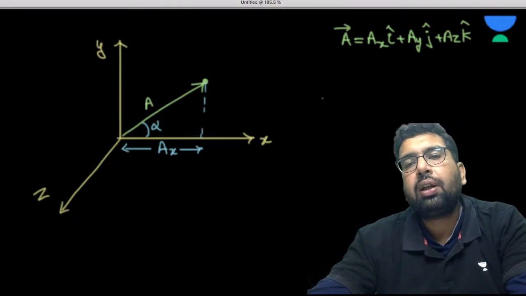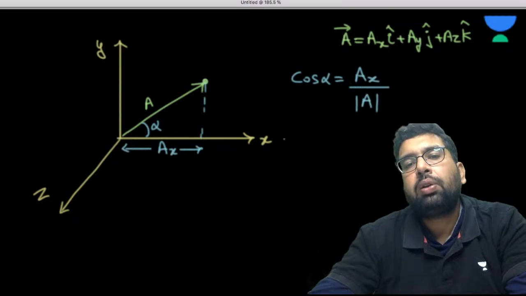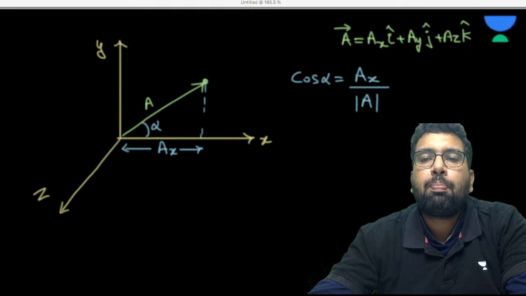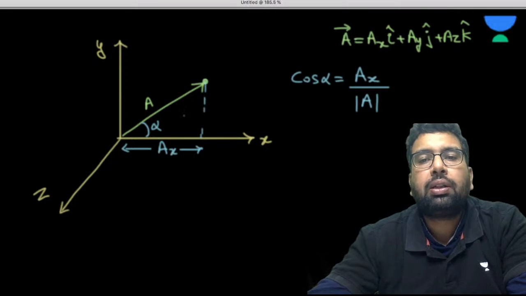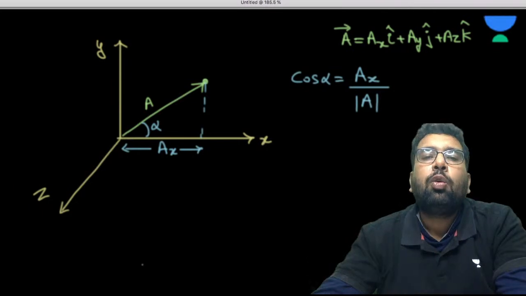Now, if I want this alpha, can I do it like this? cos alpha is equal to A_x upon A. Do you agree or not? Please answer me. Sir, how come, sir? We can see clearly a triangle. In this triangle, this is the base and this is the hypotenuse. The magnitude of vector A is the length of this hypotenuse. So alpha is the angle that this vector makes with the x-axis.